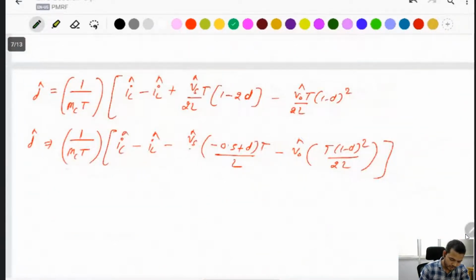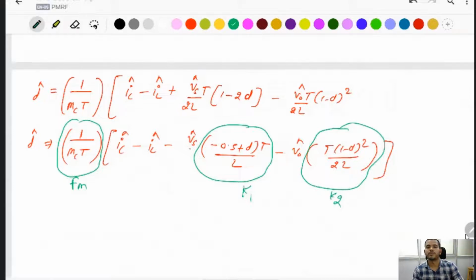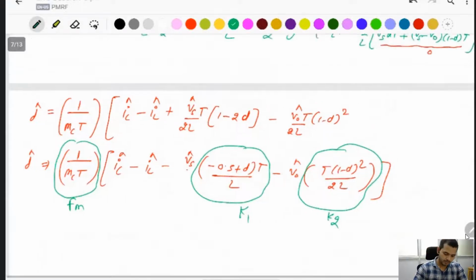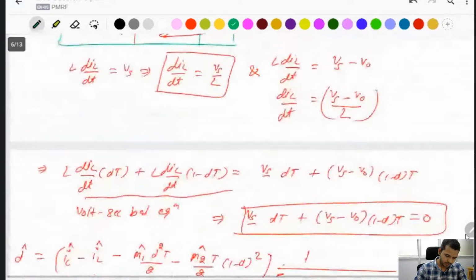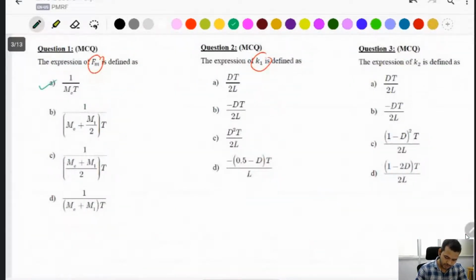this one is the Fm and this one is the K1 and this one is the value of the K2. Okay, this one is in the options, the first one, this is the last one, I think this one is the third one. Okay, question number one is finished.